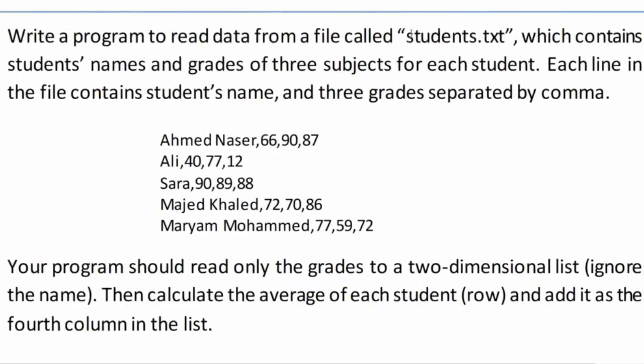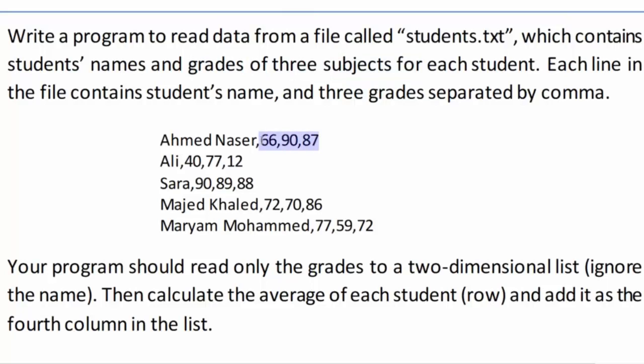We are given a file called students.txt. I don't know how many files are there, and I don't know how many lines are there. But what I know is what is there in the line: name, then comma, comma, comma. So the splitter of each line is a comma, right? The question says you have names, then the grades of 3 subjects for each student.